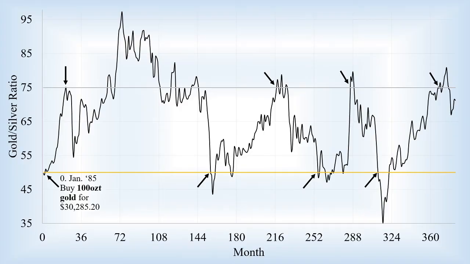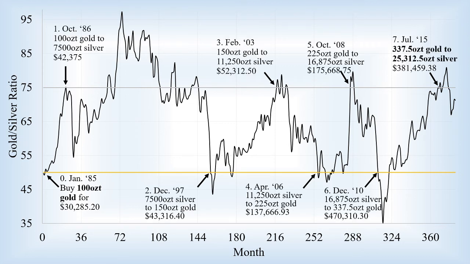So just going back here, keeping in mind, we started with 100 ounces of gold, and we finished here with 337.5 or 25,000 ounces of silver. I don't think anyone would say, no, I don't want to take my 100 ounces of gold and over 30 years make it into 25,000 ounces of silver. We're basically getting over 250 ounces of silver for each ounce of gold that we purchased originally 30 years prior.